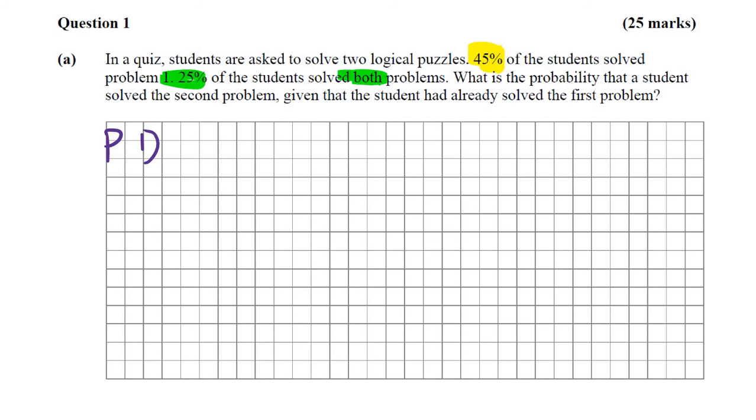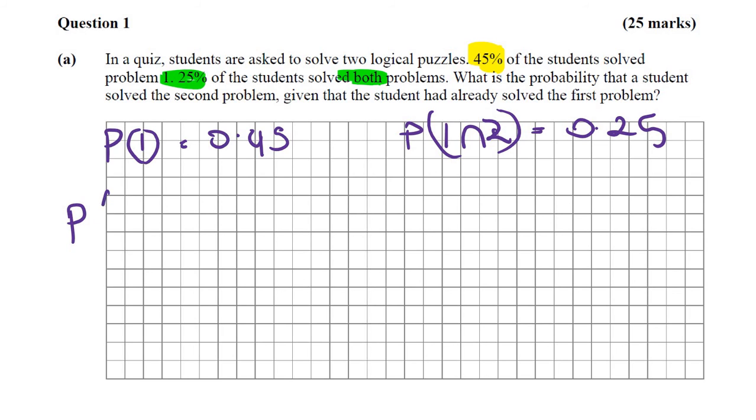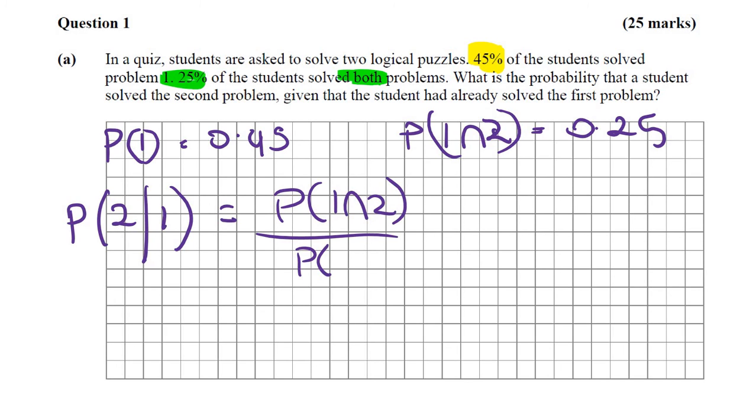We know that the probability of answering puzzle 1 was 0.45, or 45%. The probability of answering 1 and 2 was 0.25. In this question, you're asked, what is the probability that the student solved the second problem, given that he'd already solved the first problem? So that is going to be the probability of him or her solving both, divided by the probability that that person solved the first, which is going to be 0.25 divided by 0.45 to give you an answer of 5/9.